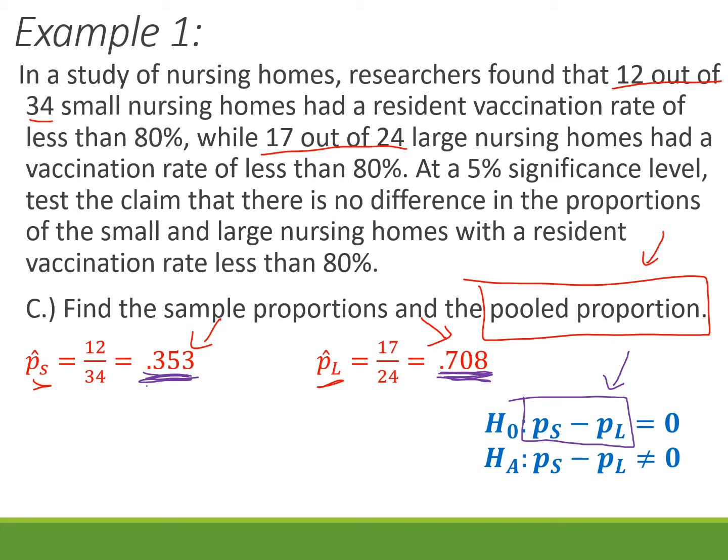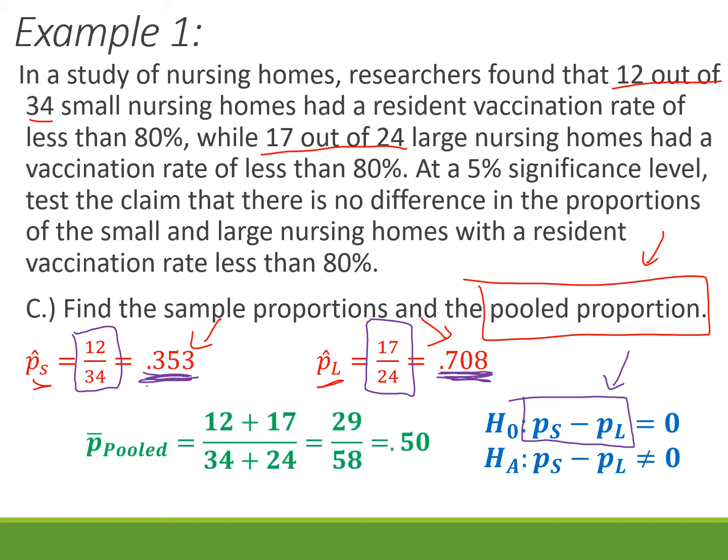So what we're going to do is we're going to combine both of our samples. So we're going to take this one, combine it with that one, and just look at nursing homes in general. So if we're combining these and looking at all nursing homes, there were 29 out of 58 nursing homes that had a resident vaccination less than 80%. This is our pooled proportion, and that's what we're going to use to make our standard deviation.